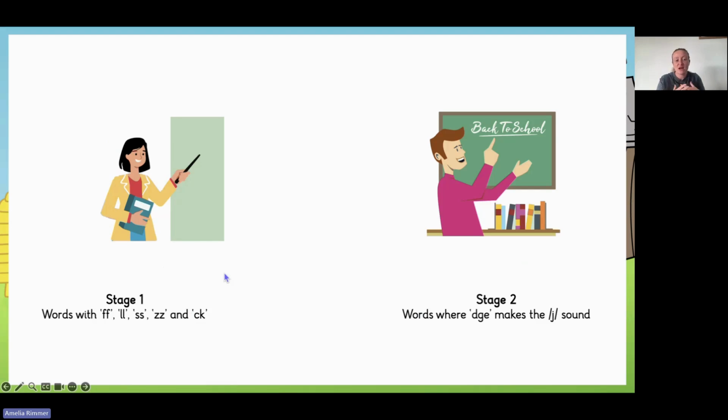So in that case, I just followed our medium-term progression in the order that it said on the tin. So stage 1, we're doing words with double F, double L, double S as their first objective.